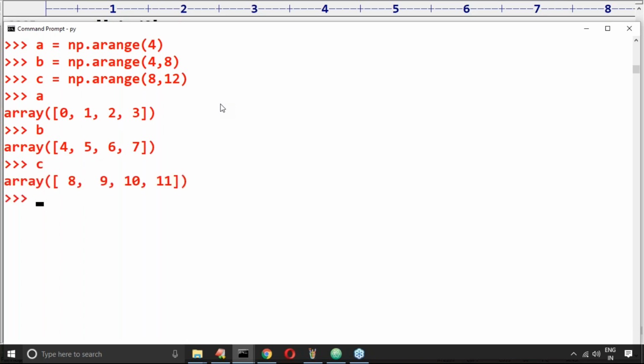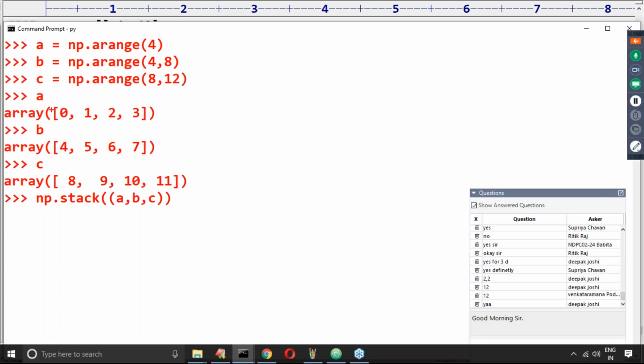Now, if I stack these three, either row wise or column wise, because the result is a 2D array, right? If I take np.stack of A, B, C, can you please confirm what answer we are going to get?